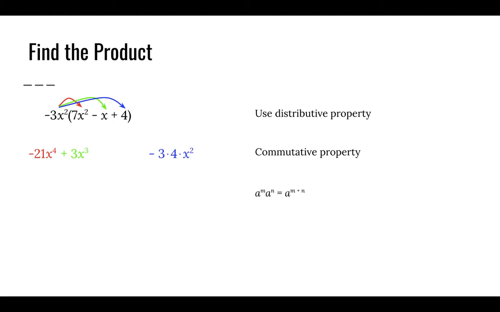And finally, with the x that I have there, I have a second power, but I do not have another x that I can look at to add exponents. So I will keep that x squared, and multiply the negative 3 and the 4 to get negative 12. So I have negative 12x squared. So the final answer here for this product: negative 21x to the 4th plus 3x cubed minus 12x squared.